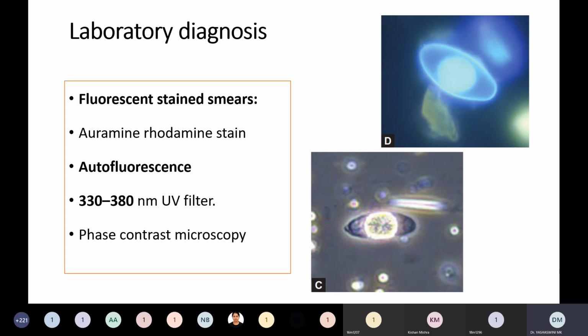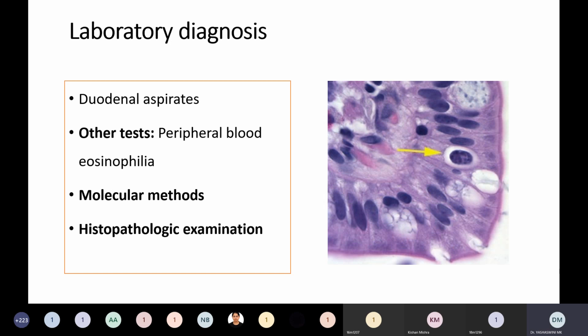Again, in direct microscopy, you can do fluorescent staining, where you use auramine and rhodamine staining, and then you can observe the fluorescence. Or you can also look for autofluorescence, where when you subject them to UV light, you can directly see the autofluorescence in phase contrast microscopy. Other than that, you can also do a duodenal aspiration. Look for peripheral blood eosinophilia. Molecular methods like PCR and histopath identification can be done. So you can see in the picture where you can look for the presence of the oocysts.